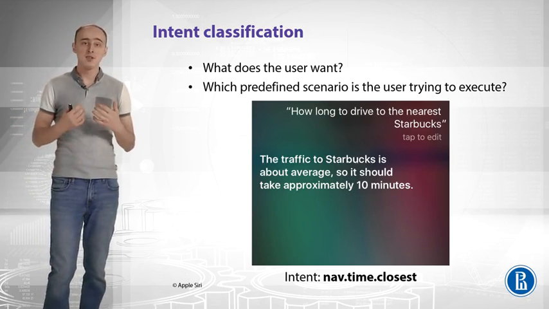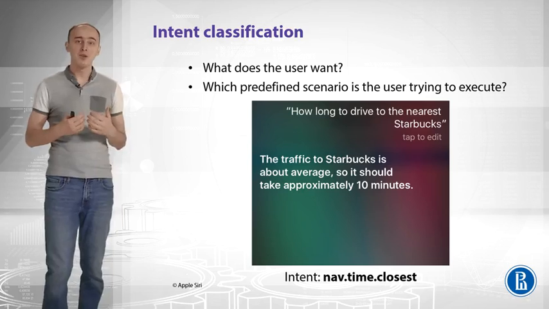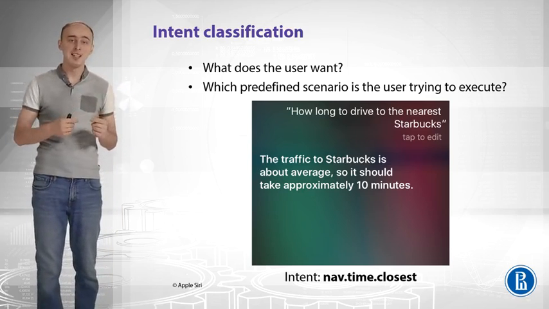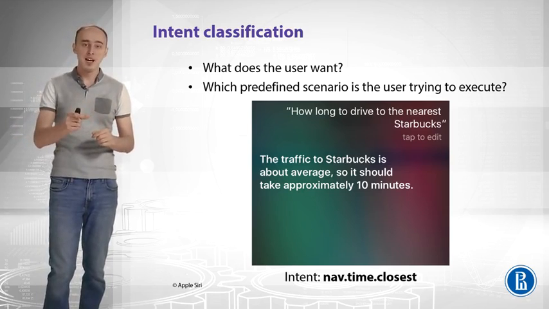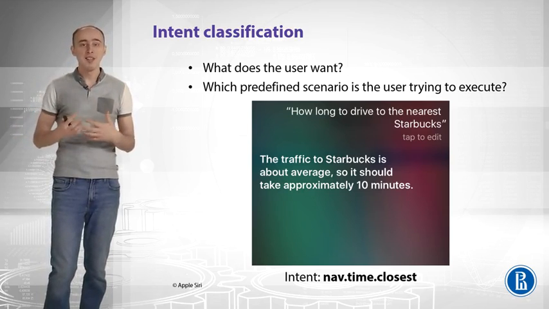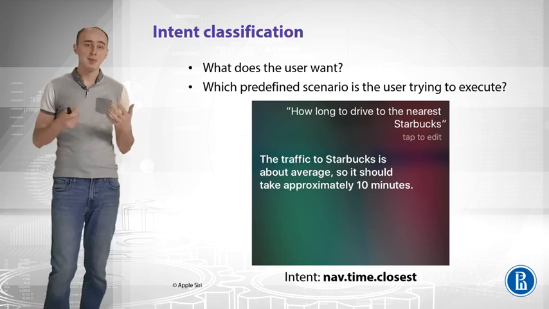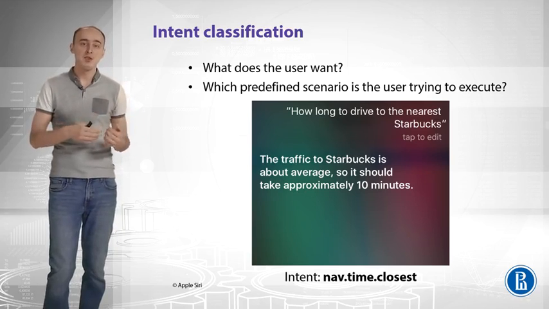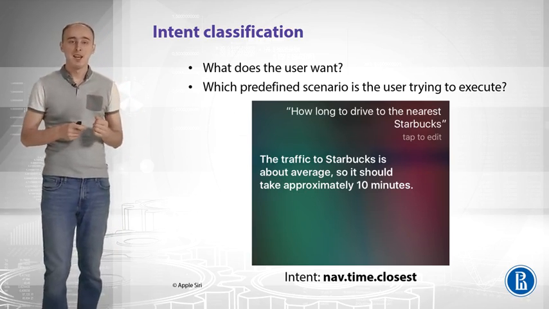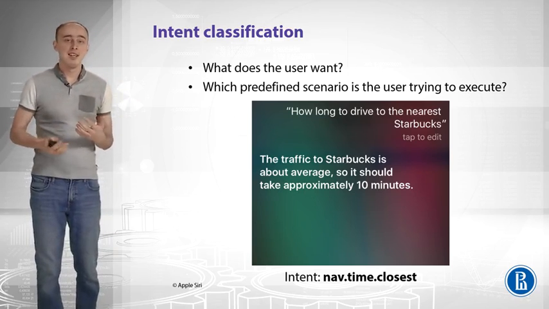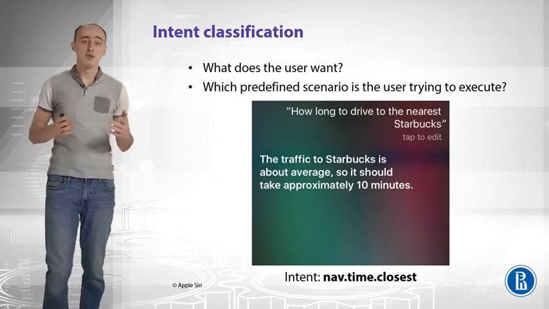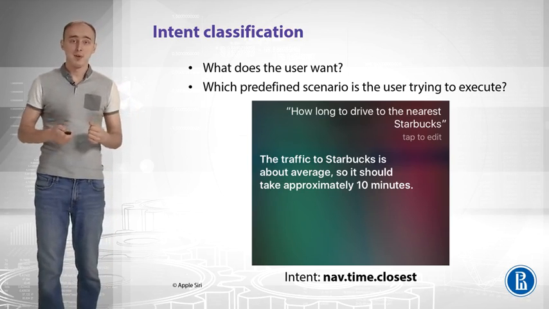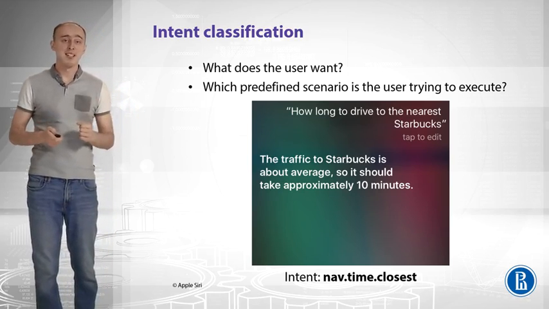And I had a certain intent. I wanted to know how long to drive to the nearest Starbucks. We can mark it up as the intent navigation time closest. That means that I'm interested in the time of navigation to the closest thing. And I can ask it in any other way, because our natural language has a lot of options for that. But we still need to understand that this is the same intent.